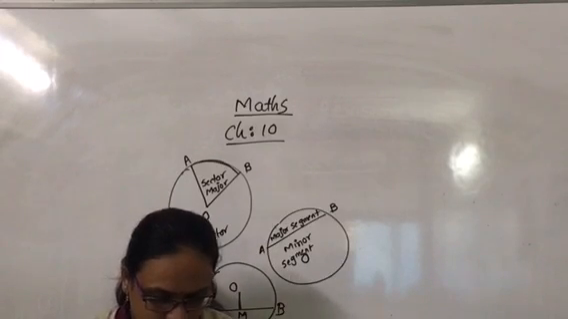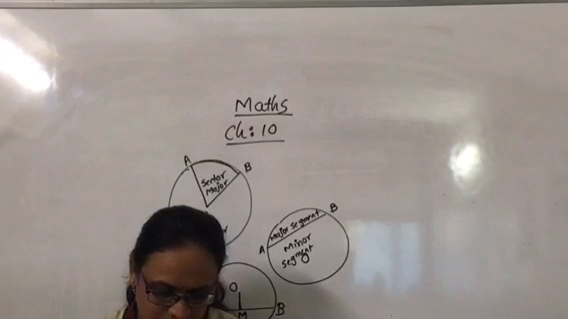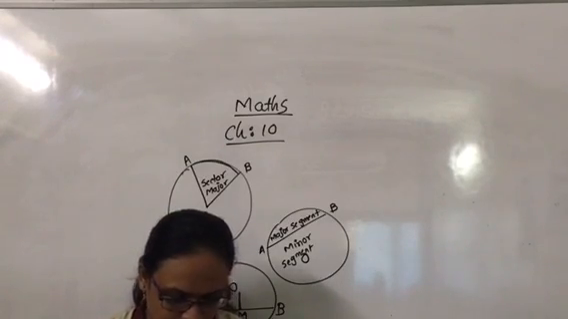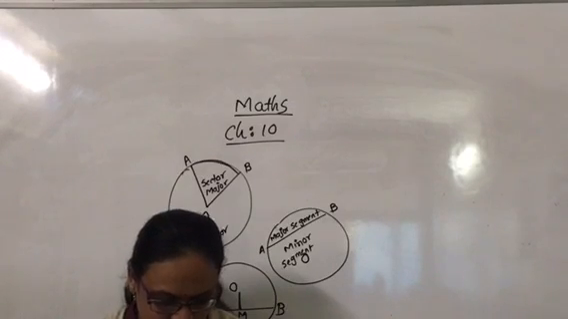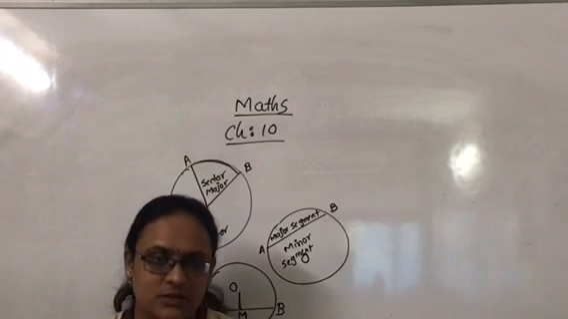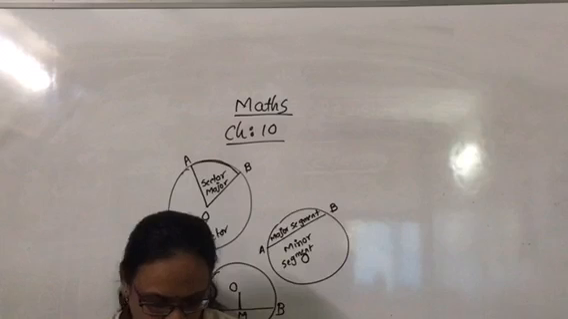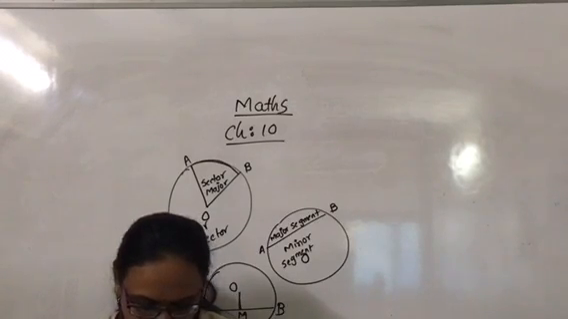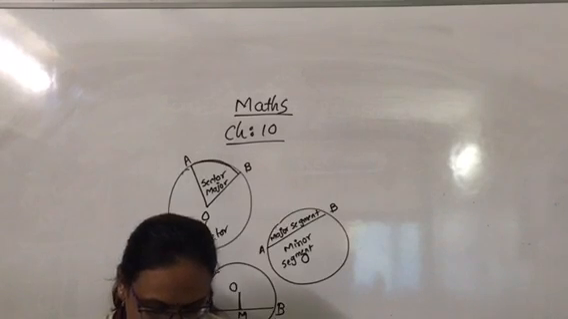Note that the line segment joining the center to a point on the circle is also called the radius. That is, radius is used in two senses, in the sense of a line segment and also in the sense of its length. You are already familiar with some of the following concepts from classes 6 and 7. We are just recalling them.